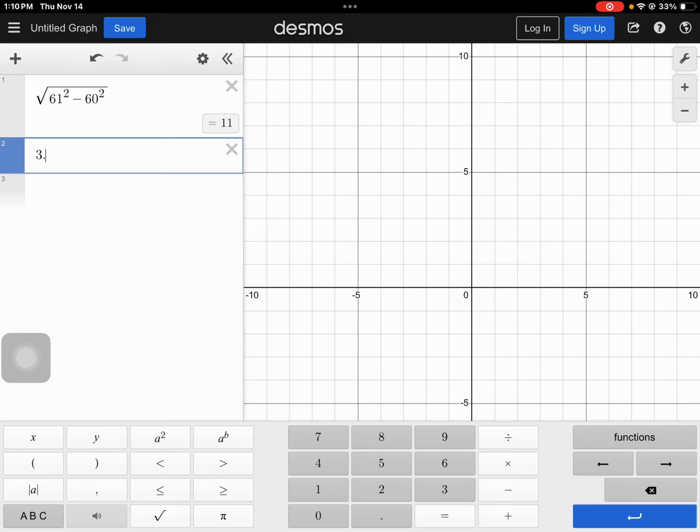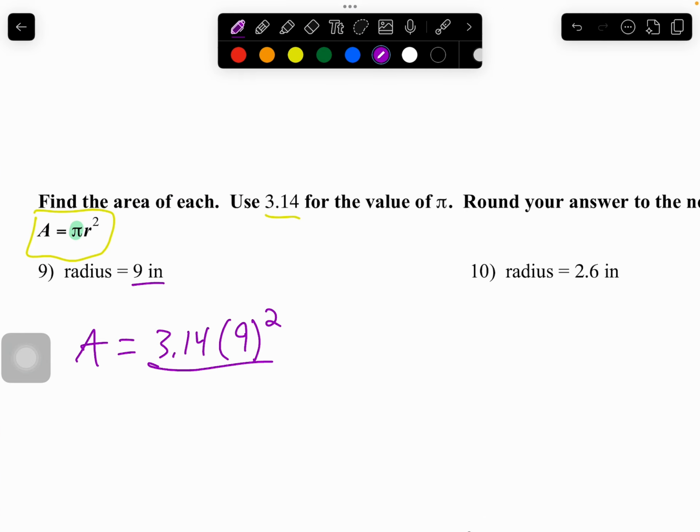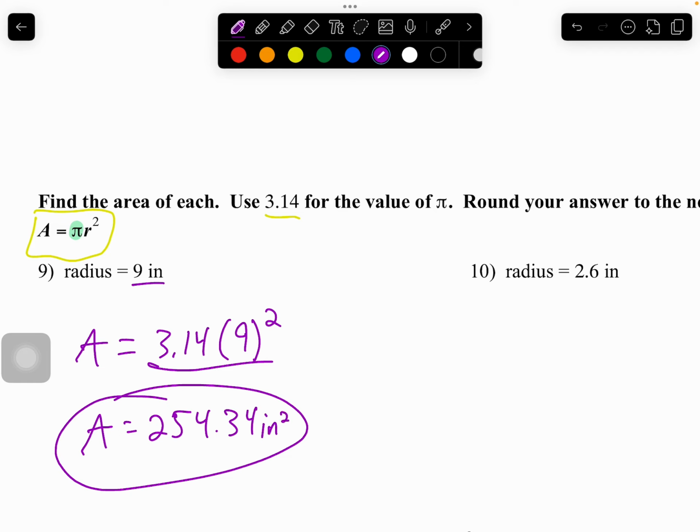So 3.14 times 9 in parentheses squared. Whoops, I hit the wrong parentheses. My bad. There we go. 254.34. So A equals 254.34, and then you're done. And technically it's inches squared.